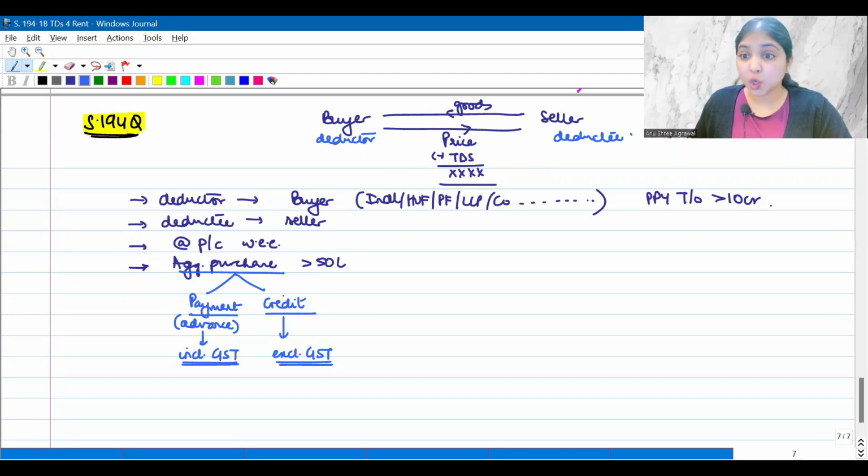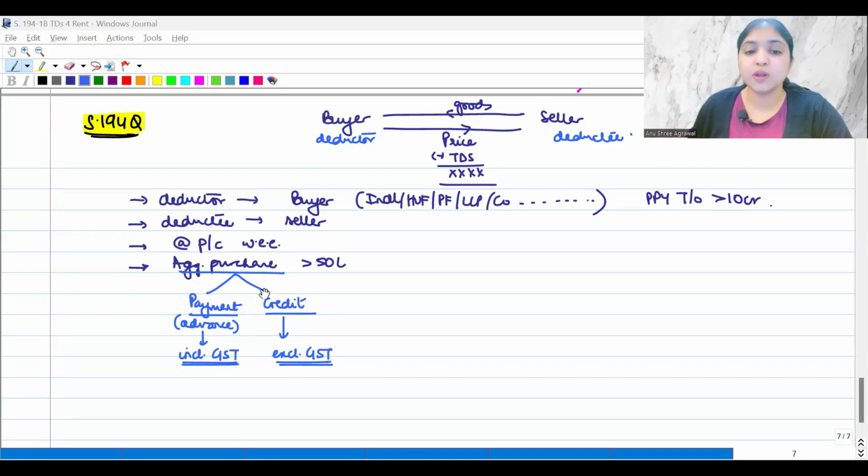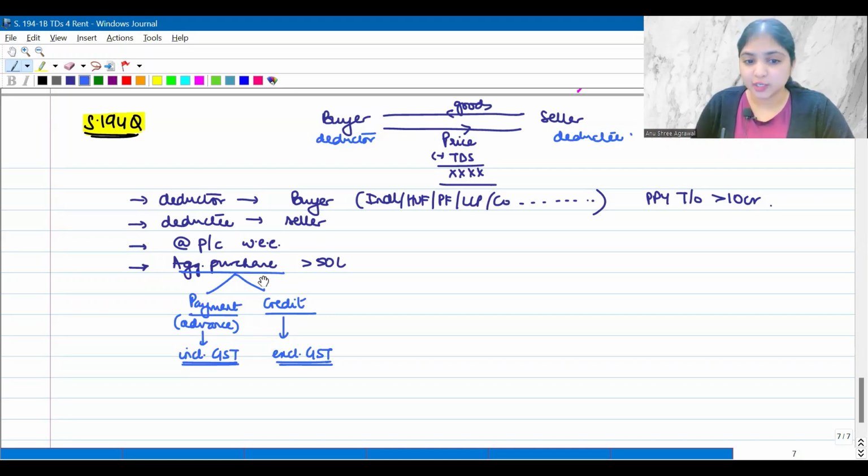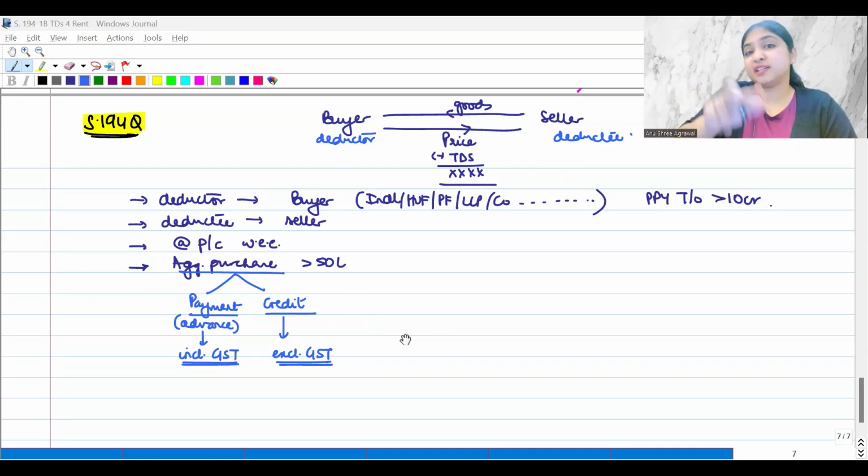Is payment earlier or is credit earlier? If payment is earlier, then we will include GST. If credit is earlier, then we will not include GST. Understanding, everybody? If payment is earlier, then yes, we will include GST also. If credit is earlier, then we will not include GST. So we'll have to see each transaction one by one, which is earlier, and accordingly we will have to include GST sometimes, exclude GST at other times.